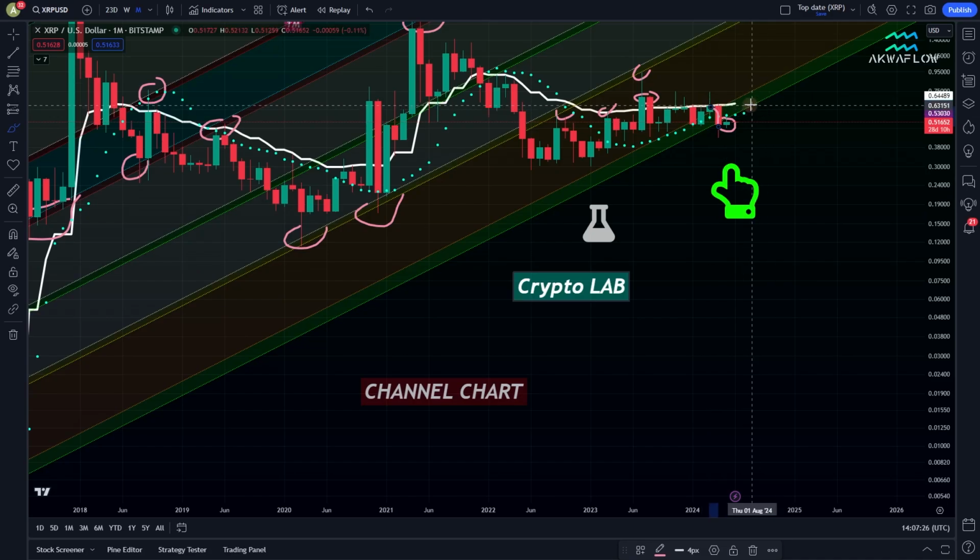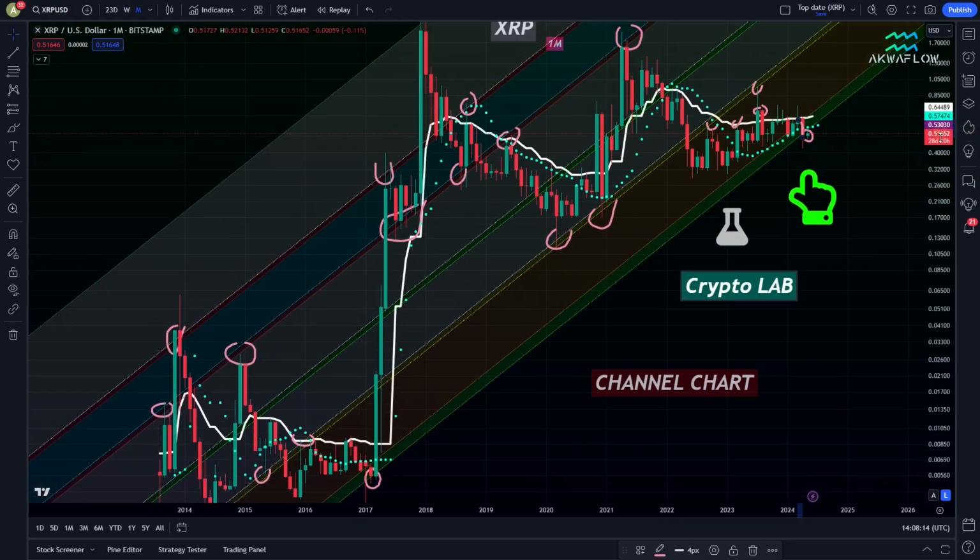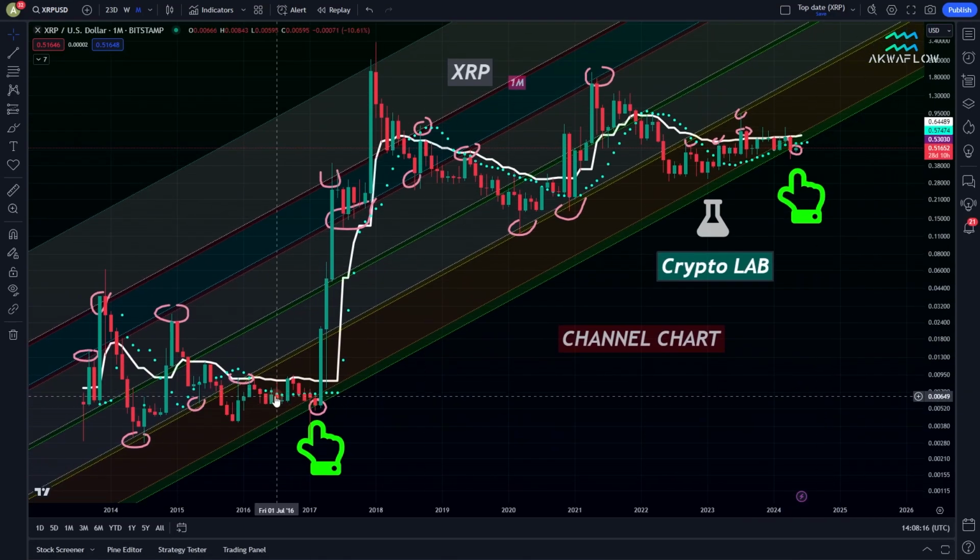That's why this white line is a key level to watch. Currently the line is around 65 cents, so keep this level in mind. Also, we wanted to see a reaction of the bull market support when penetrating into the green area.